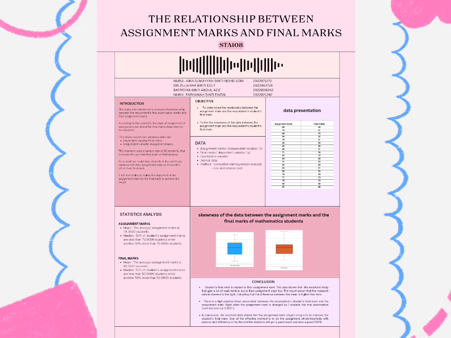A conclusion that can be made from this poster is that student assignment mark is related to their final mark. This is because students who usually score well on the assignment tend to score highly for their final mark. The skewness between assignment mark and student's final mark shows that it is skewed to the right. There is a high positive linear association between assignment mark and the student's final mark. It's shown that the mark increases by 0.823 per one student.